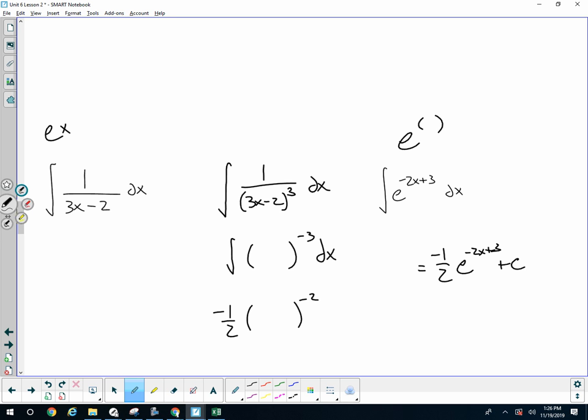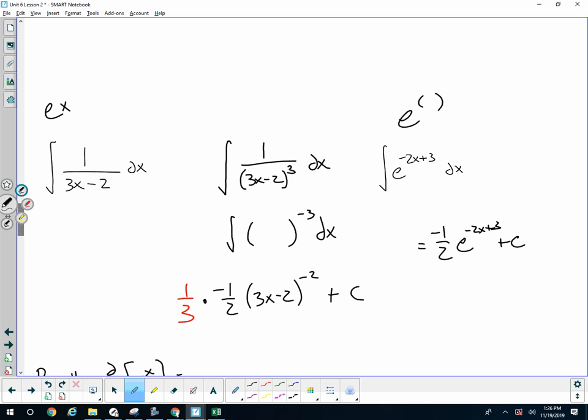Take the antiderivative of the outside. Inside gets left alone, but don't forget to multiply by the reciprocal of the coefficient of x. And I get 1/3 times negative 1/2 times (3x minus 2) to the negative 2nd plus c. So this is negative 1/6, or negative 1 over 6, (3x minus 2) squared plus c. Okay? See if you can do the one all the way to the left.